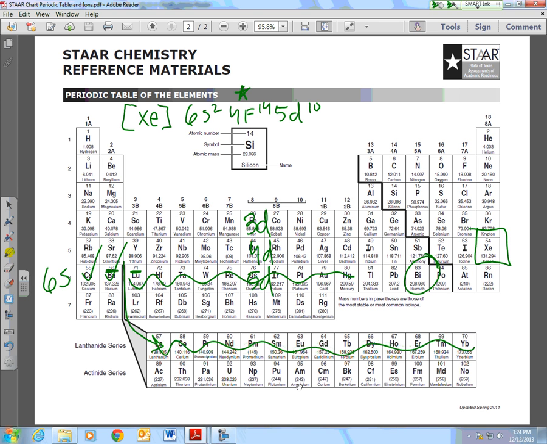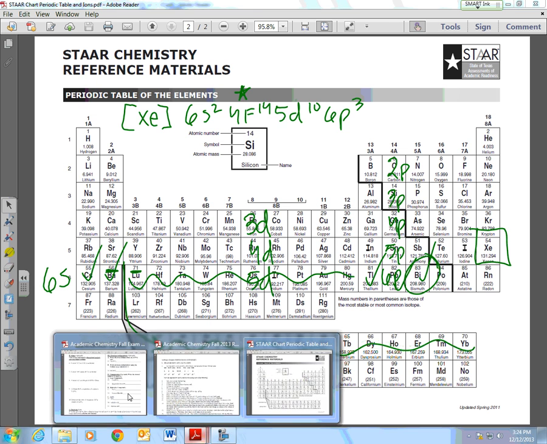And then, if I know this is 2P, this is 3P, 4P, 5P, 6P. So 6P, 1, 2, 3. Any questions about that? Are you sure? Yes? Okay. Right. So that's all for electron configurations.